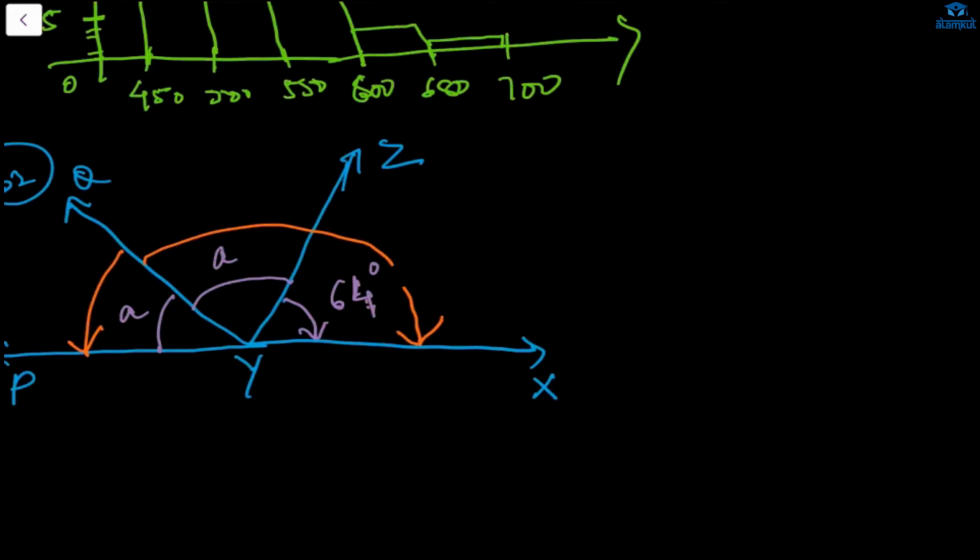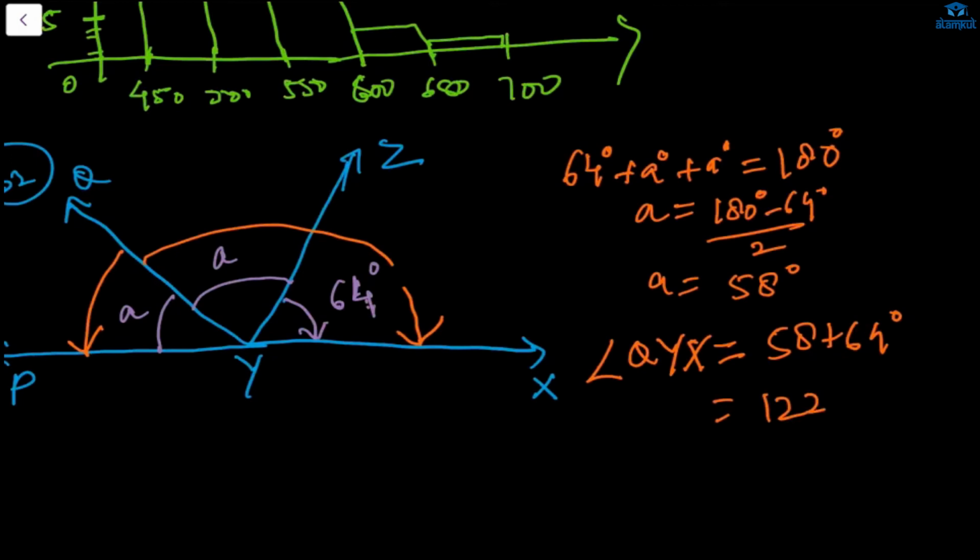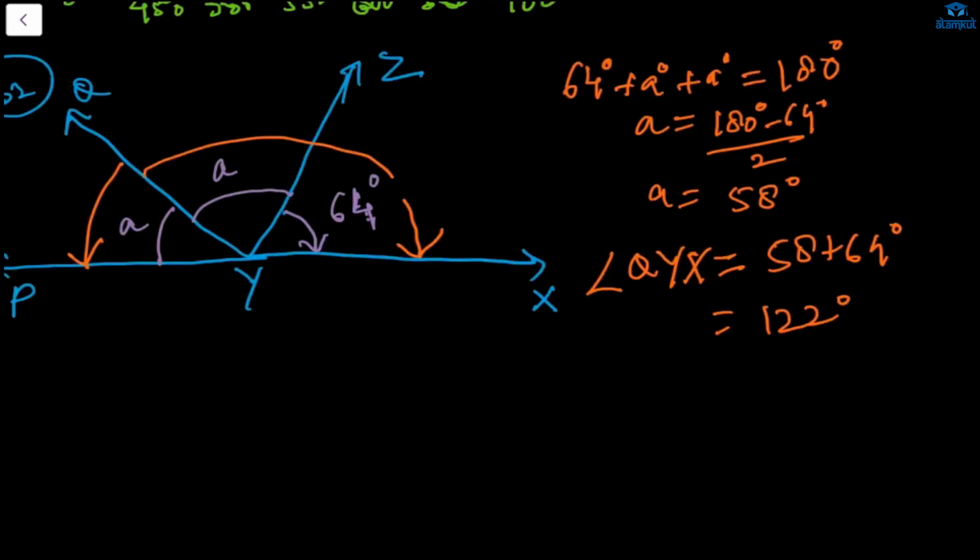Okay. Now let's calculate. It will be 64 degrees plus A degrees plus A degrees equal to 180. So the value of A will be 180 degrees minus 64 degrees upon 2. So A will be equal to 58 degrees. Now we have got the value of A as 58 degrees. So angle QYX is equal to 58 plus 64, which will be 122 degrees. And the next angle QYP will be equal to 58 degrees.